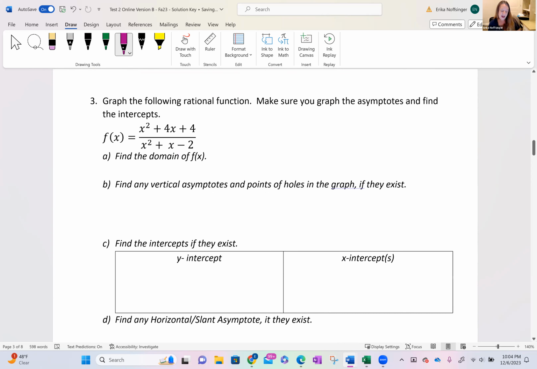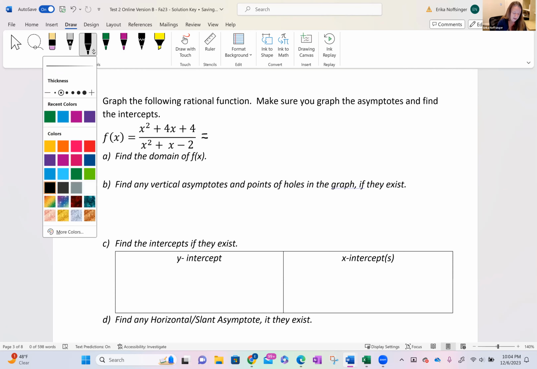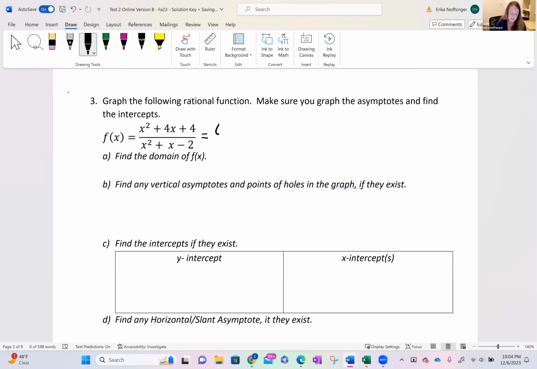Question number 3 says, graph the following rational function. Make sure to graph the asymptotes and find the intercepts. And so looking at f of x equals x squared plus 4x plus 4 all over x squared plus x minus 2, we want to find the domain of this function. And so let's first start out by factoring both our numerator and denominator. Since we have a rational function, we're worried about values which are going to set our denominator equal to 0. It's going to help me later on if I also factor my numerator, so we're going to go ahead and do that at the same time.